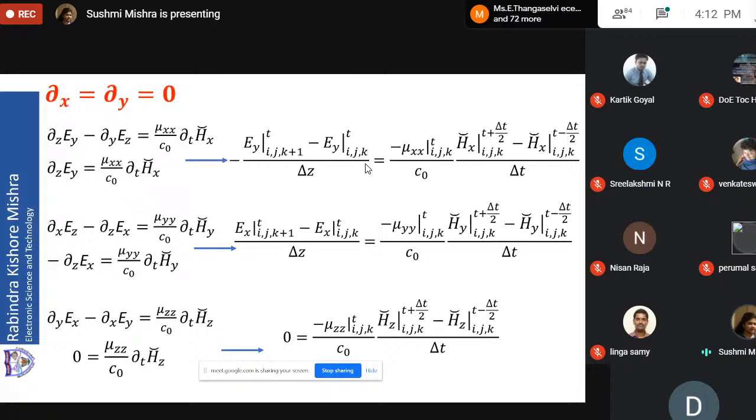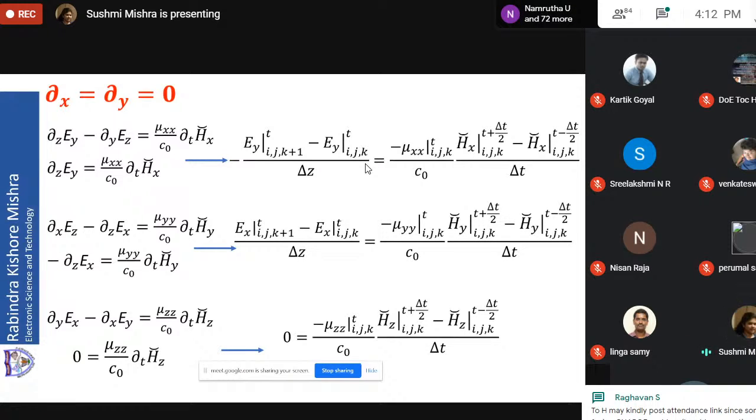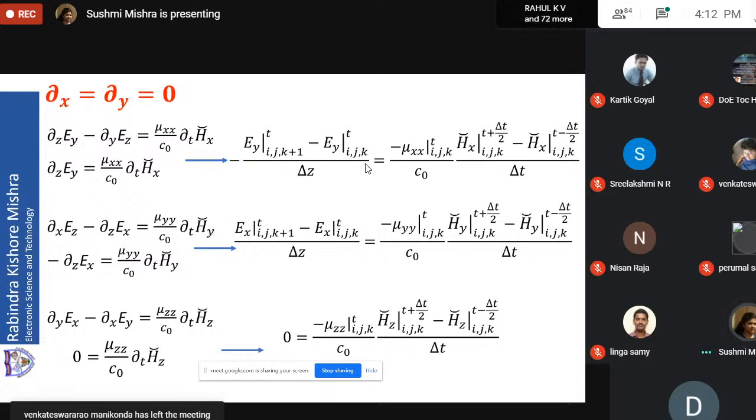Similarly, for the second one, dou z Ex is equal to mu y c0 dou t Hy, discretize both the sides. The equations are given. And the third equation is actually both the sides are 0. There is no variation in y or x. So left side is 0 and there is no Hz, since we have either Hx or Hy. So the third equation is 0 on both the sides. So I get two discrete equations corresponding to two Maxwell's equations. Now I will take only one of them later. Next.